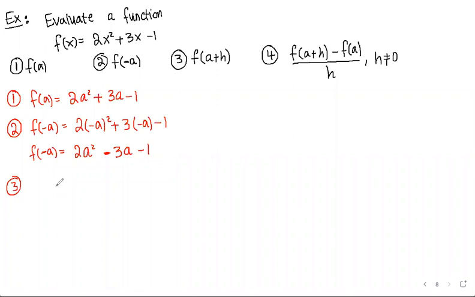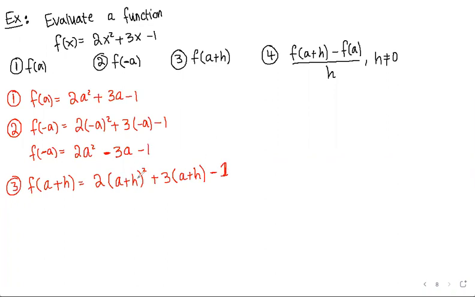Who will do the third one? It's the same thing. You plug it inside the function f of a plus h. You plug these things inside x. So what do I get? 2 times (a plus h) squared, plus 3 times (a plus h), minus 1.